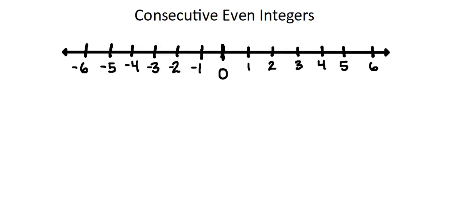Consecutive even integers are similar to consecutive integers, but not exactly the same. Even numbers start with 2, 4, 6, 8, and so on. They also include the negatives of those numbers: negative 2, negative 4, negative 6, negative 8. So on our number line again, further this way is bigger. The further left you go, the smaller you're going.